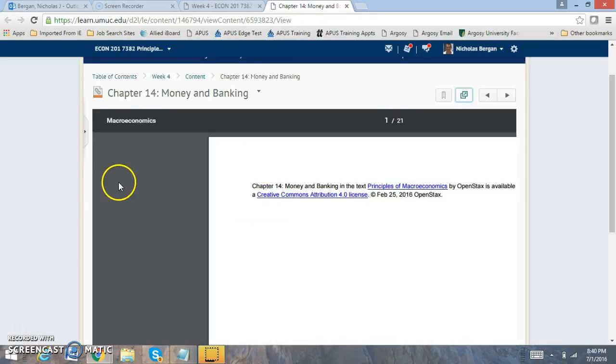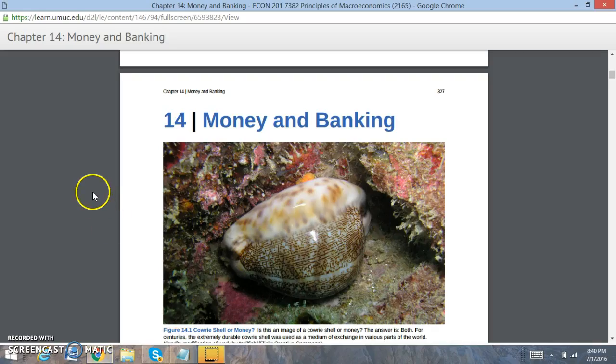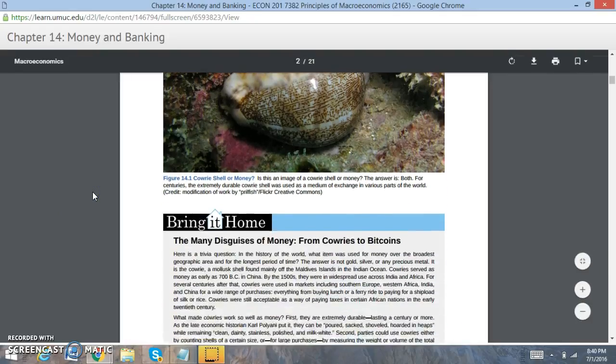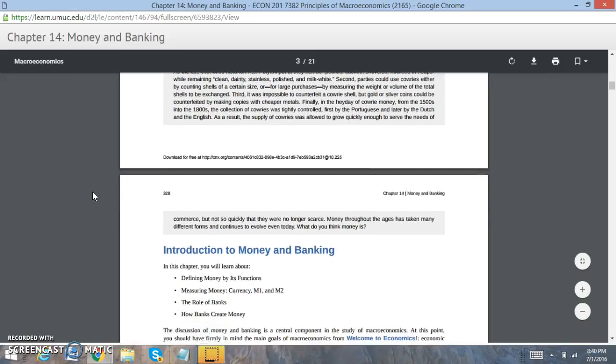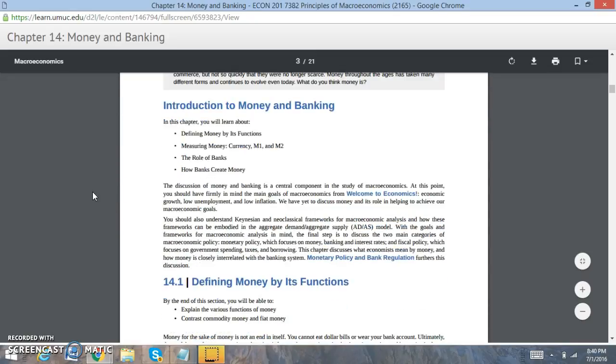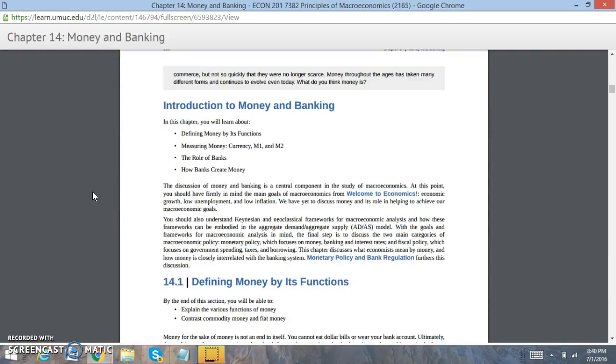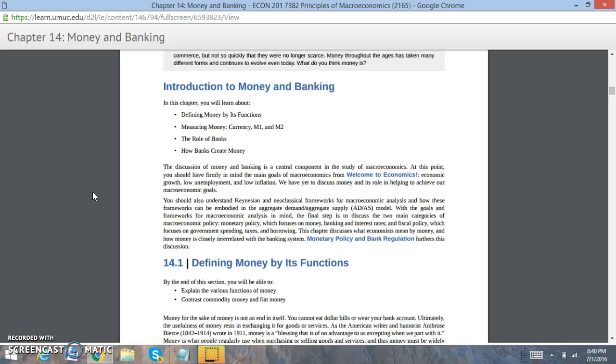So let's get into monetary policy. When we look at money and banking, you notice that there's a lot of decisions that are being made. And in this chapter, we're going to be defining money. Then I want to look at measuring money, the role of banks, and how banks create money.